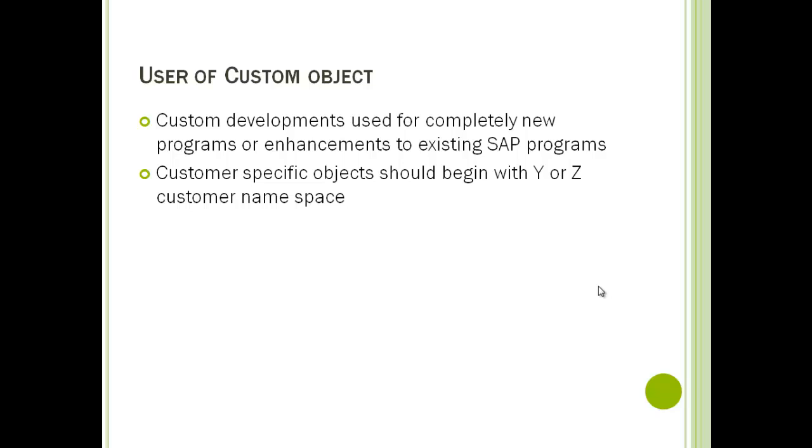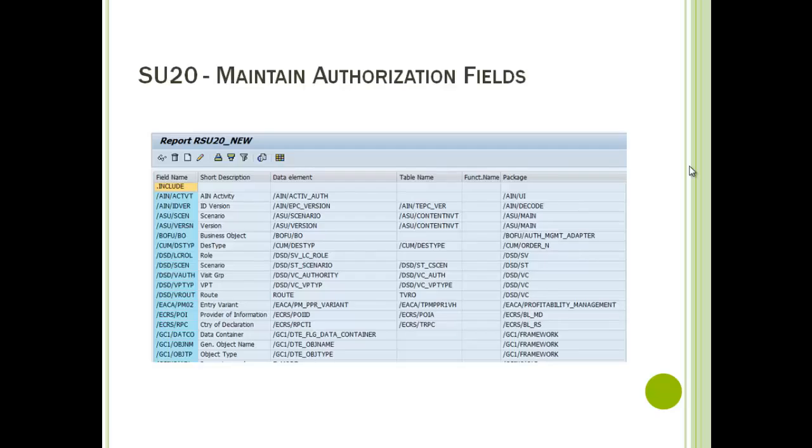The names customers generally use for these objects start with Y or Z to identify them as custom objects. We can create these objects using transaction code SU21. If it is required to create new fields, then we can use transaction code SU20 to define new authorization fields. So in SU20 we need to create the fields.